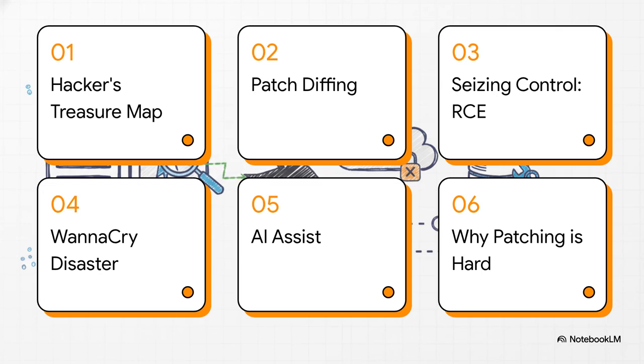To understand this hidden war, here's our game plan. We're going to map out the hacker's treasure, dive right into something called patch diffing, break down remote code execution, look back at the WannaCry disaster, see how AI is totally accelerating the threat, and finally, unpack why massive enterprises struggle so much to patch in time.